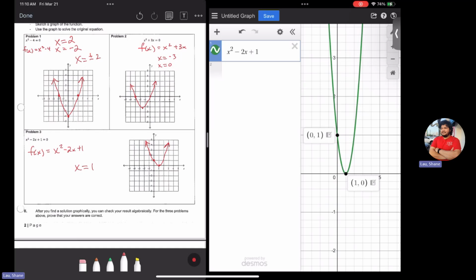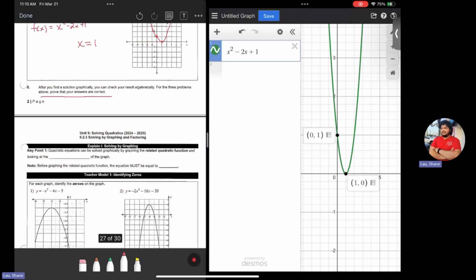Okay. And then at the bottom here, it says after you find a solution graphically, you can check your result algebraically. That is true. If you plug in those values for the problems that we found, you will get an answer of 0 back. And that's whenever you know you've done it correctly. So that's kind of a way for you to check your work.